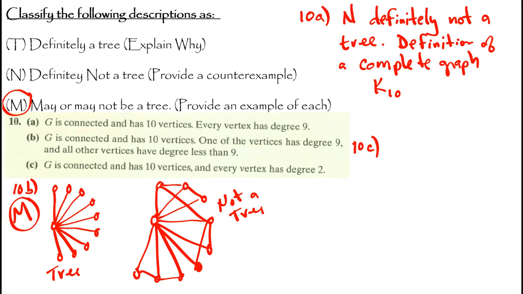10c, G is connected and has 10 vertices, and every vertex has degree 2. That's how it would have to be drawn, and we see it has a circuit, so it is definitely not a tree.